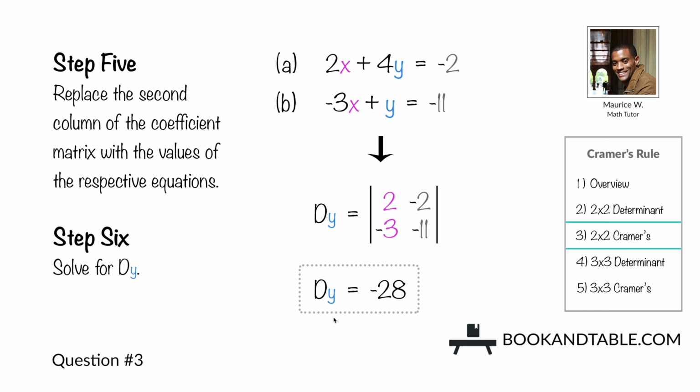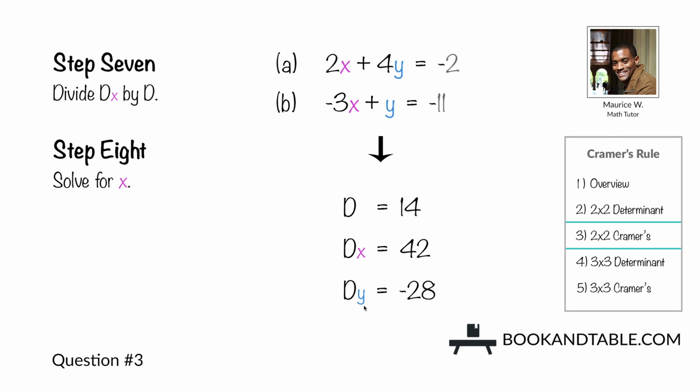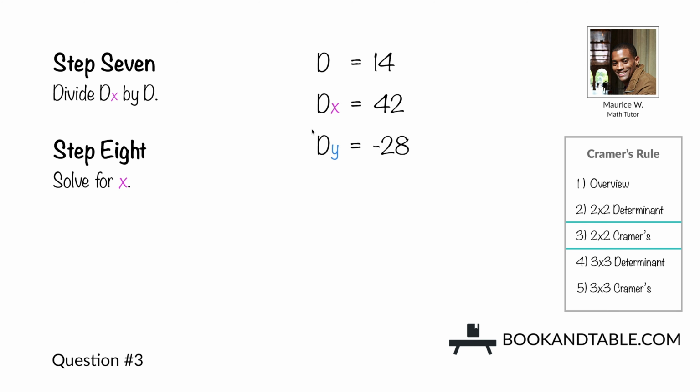So now we've found all three determinants, d, dx, and dy. So we can use these three determinants to solve for x and y. We'll first solve for x by dividing dx, which is 42, by d, which is 14. So let's move these two equations to the side for a moment and just work with our three determinants. To solve for x, we divide 42 by 14, showing us x is equal to positive 3.